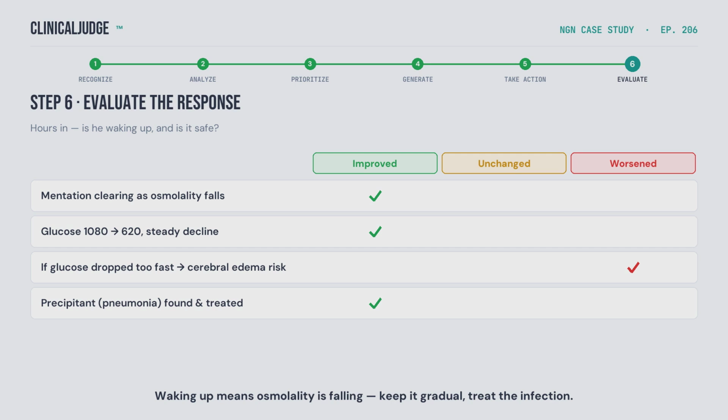But the caution stays front of mind. If that glucose or osmolality were dropping too quickly, you would slow the correction, because a rapid shift can pull water into the brain and cause cerebral edema. So keep the fluids and insulin measured, keep replacing potassium, keep treating the infection, and let him come back slowly. In the hyperosmolar state, patience is part of the treatment.